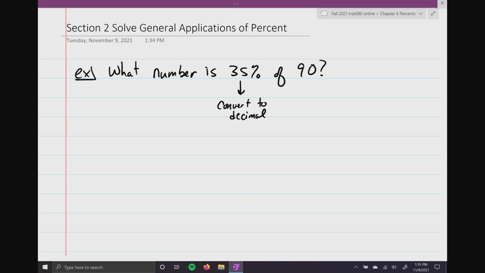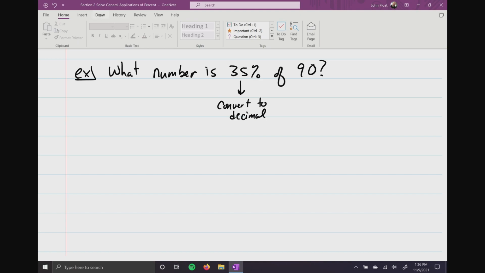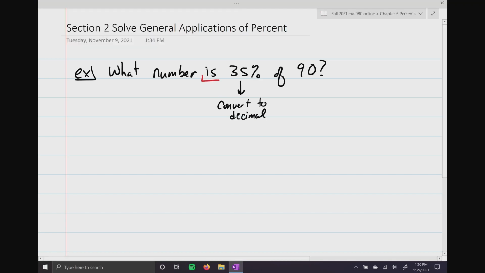Now, there are some keywords here. The first keyword is right here. Is will always stand for an equal sign. Of will always stand for a multiplication symbol. So if I look at this from left to right, what number is 35% of 90?